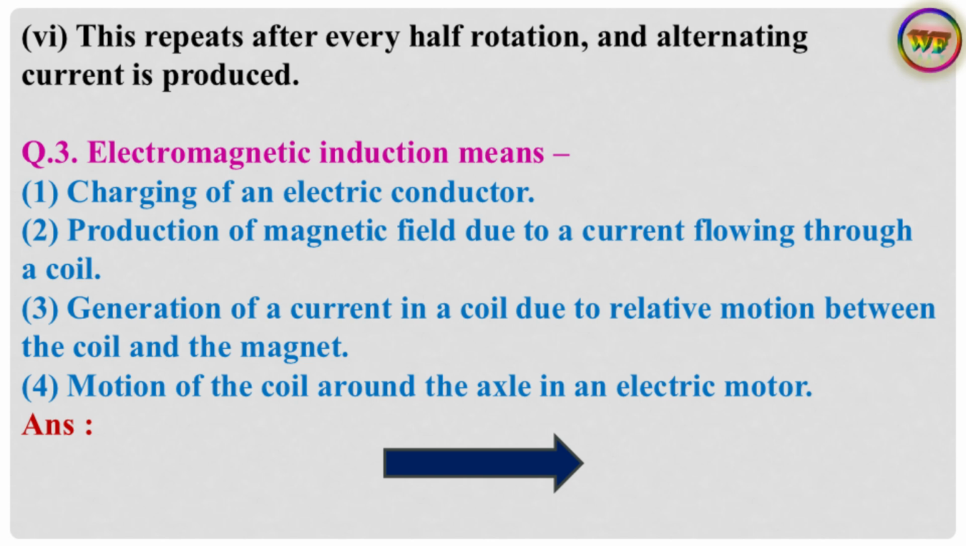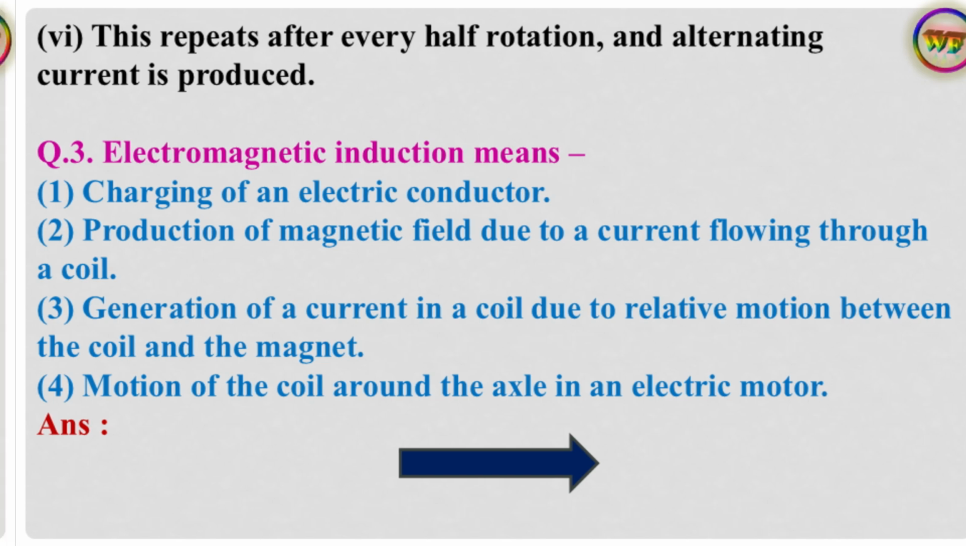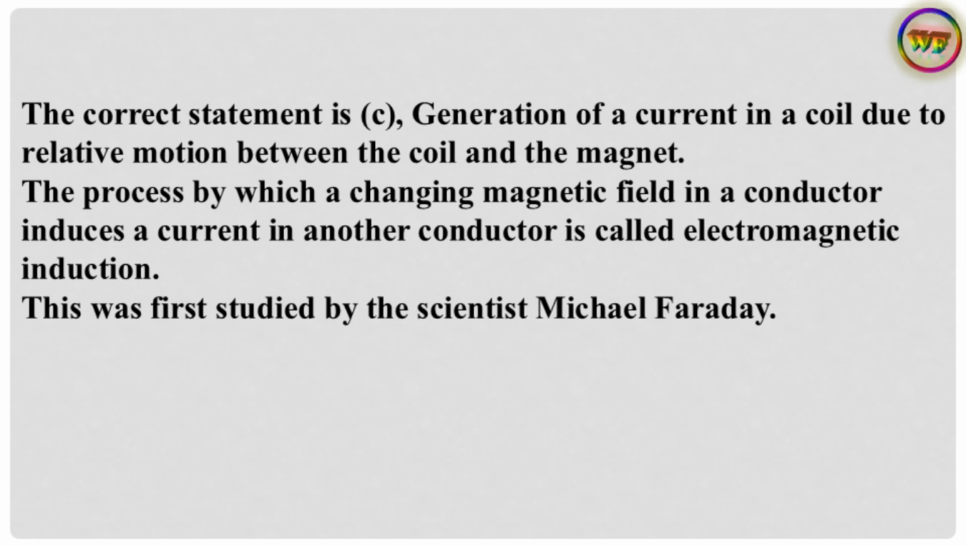Answer. The correct statement is C. Generation of a current in a coil due to relative motion between the coil and the magnet. The process by which a changing magnetic field in a conductor induces a current in another conductor is called electromagnetic induction. This was first studied by the scientist Michael Faraday.